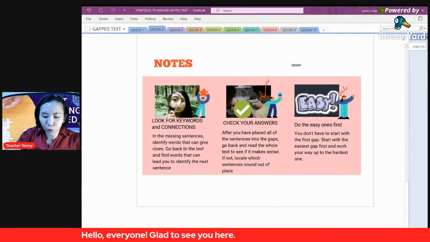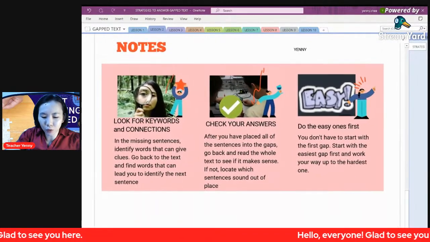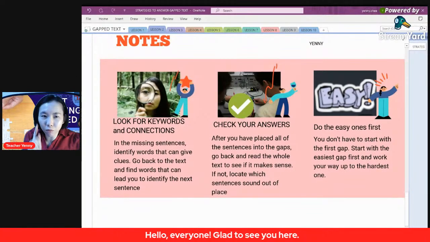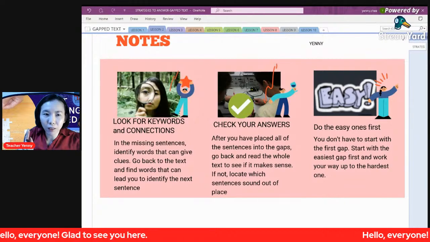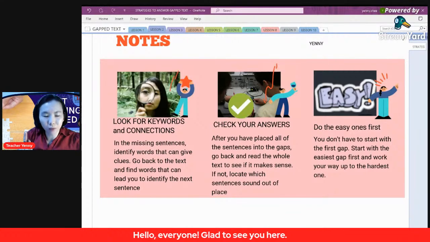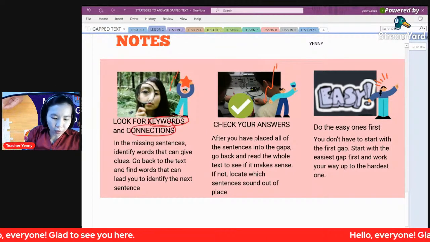So important notes, you need to take notes. Important notes here: look for keywords and connections. Always remember, look for keywords and connections. If it doesn't connect, then it does not make sense. If it connects well, then it makes sense. So look for keywords. It's very important. And connections.